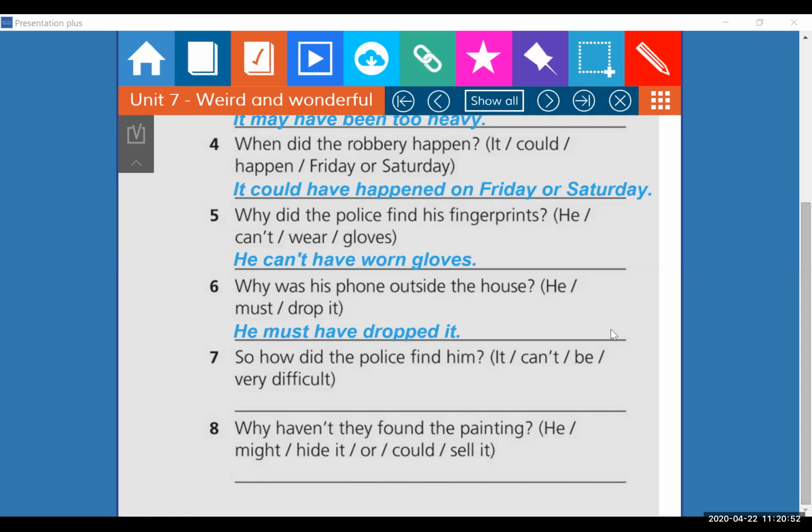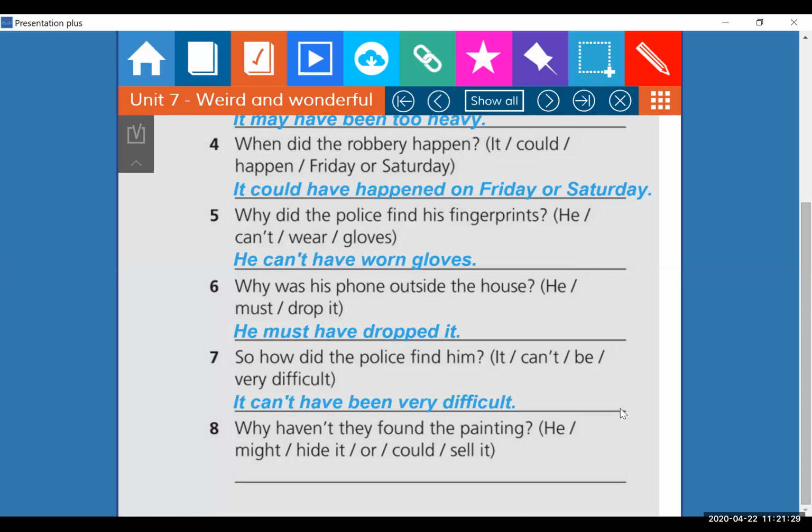This is exercise 3. This is an exercise on page 70 in your workbook. So the answer for this seventh item, how did the police find him? It can't have been very difficult. Why? Because the police were investigating the case. So it can't have been very difficult.